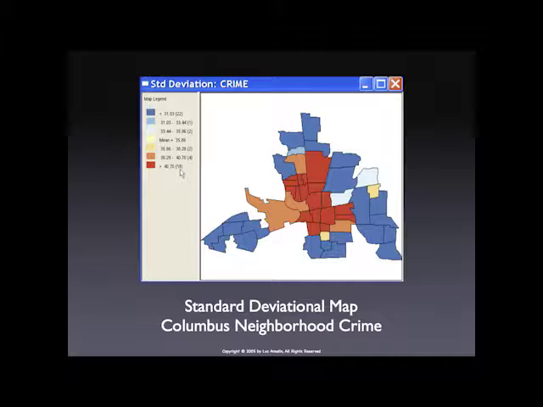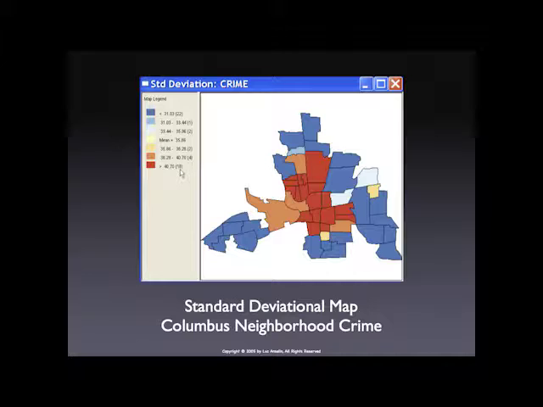A normal map, and I use the normal term in the sense of Gaussian distribution, would not show this. It would have the bulk of the observations, in fact roughly 95%, in the first 2 bands up or down. Okay, that's not the case here.